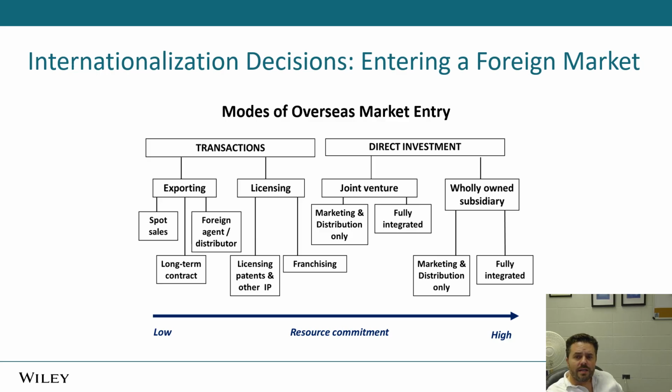Getting into direct investment now, but again, still on the lower commitment side. Joint venture. That's where two companies create a third legal entity. A partnership is not necessarily a joint venture. It only becomes a joint venture when there is a third entity created and there's equity from both parties that own that third entity. It's lower commitment because you're theoretically sharing the ownership. So you're not taking full ownership, you're going at it with a partner who also has equity ownership.